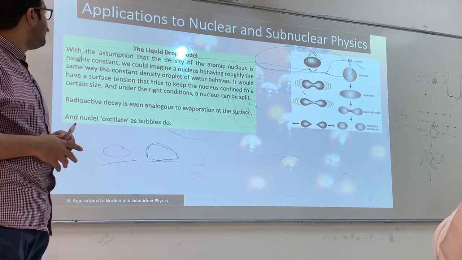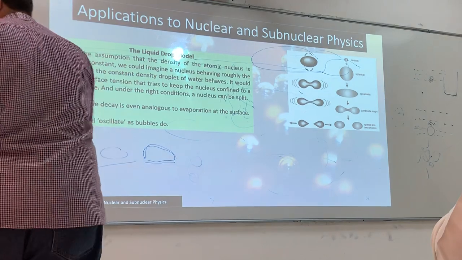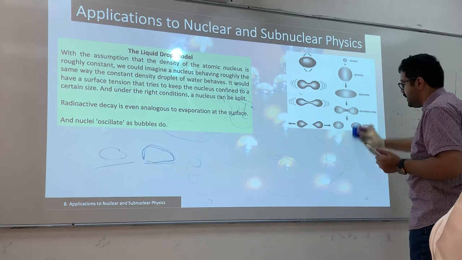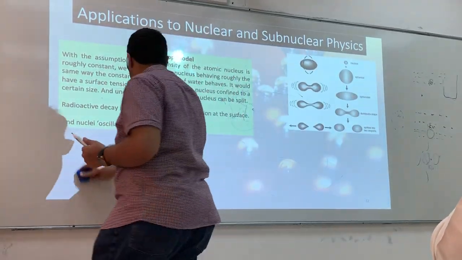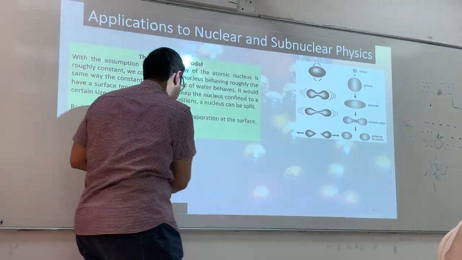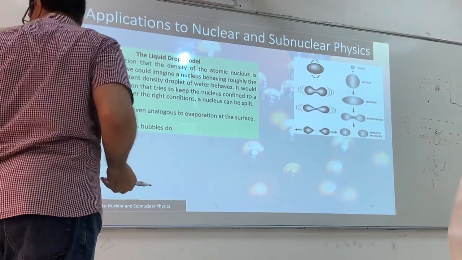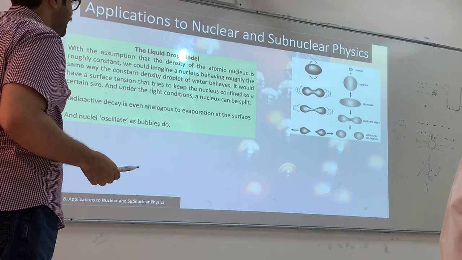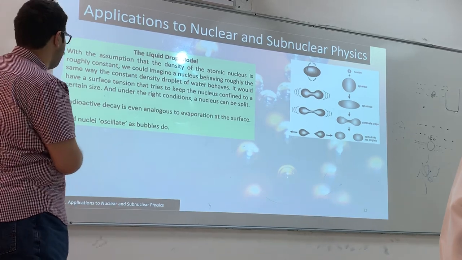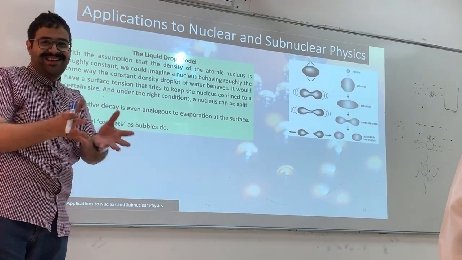So the final bit, application to nuclear and subnuclear physics. The liquid drop model. Nuclear physics was based on one kind of bubble which we talked about, which is the liquid drop. But instead of air surrounded by water, it's water surrounded by air. So the liquid drop model assumes that the density of the atomic nucleus is roughly constant, which is almost true.